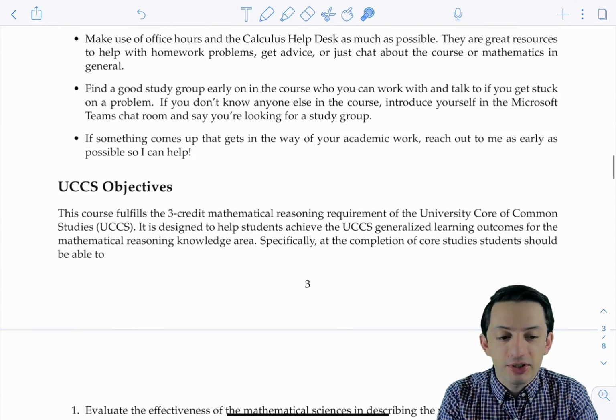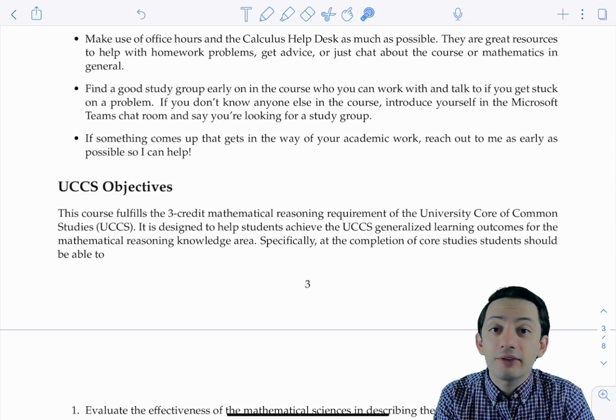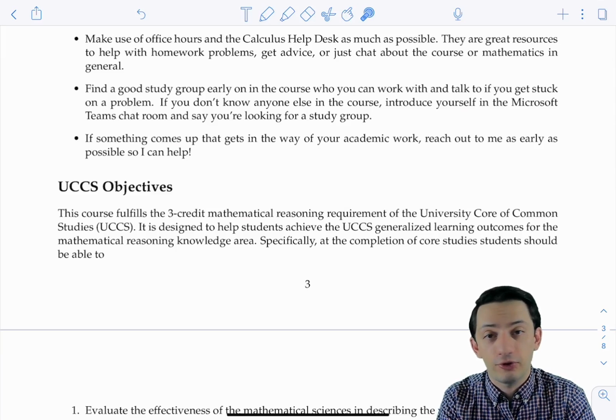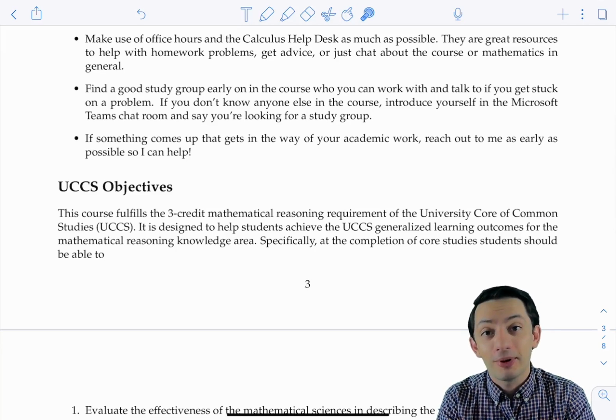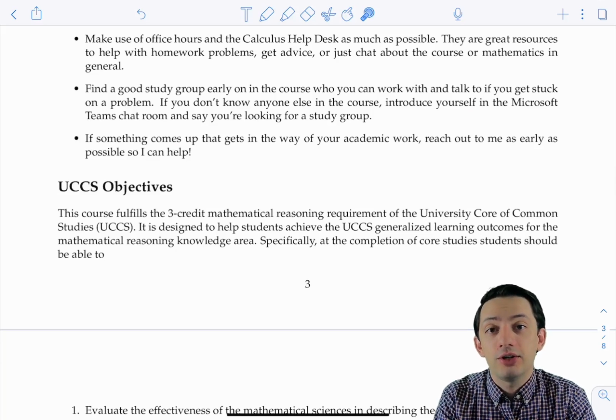Okay, the next tip I've mentioned a lot already. You should try to make as much use of office hours as you can, and the calculus help desk. A lot of times at office hours, there will be nobody there. And so if that's the case, then you can essentially get free one-on-one tutoring with the person that writes the exams or with one of the TAs. So it's really a great use of your time.